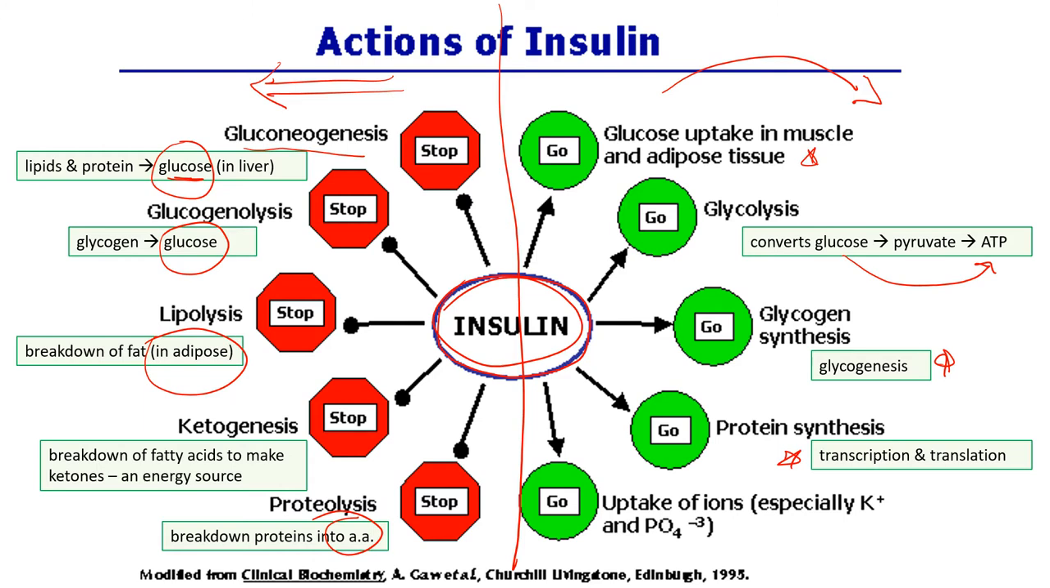So insulin is going to stop anything that will lead to glucose, or anything that will lead to the building blocks that will make glucose. Insulin is going to promote any process that is going to pull glucose away and turn it into something else. That something else could be glycogen, that something else could be ATP, that something else could be protein, that something else could be fat.